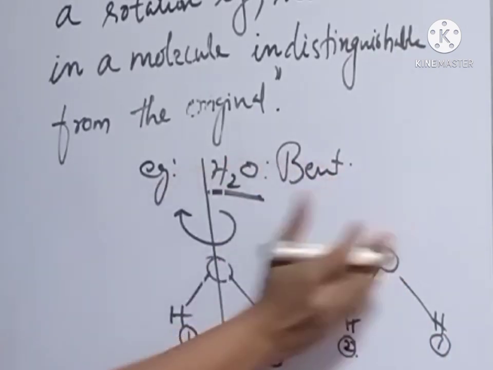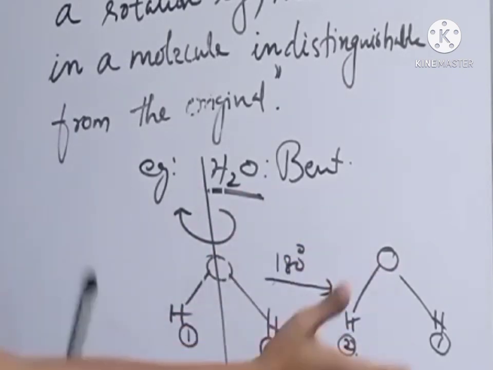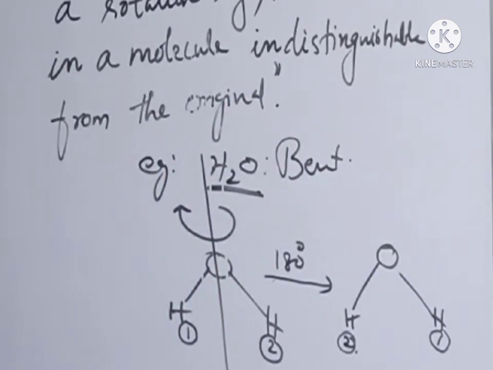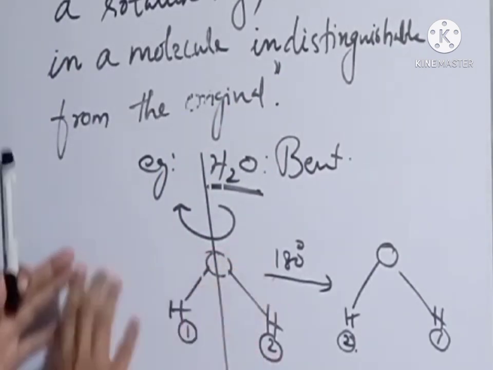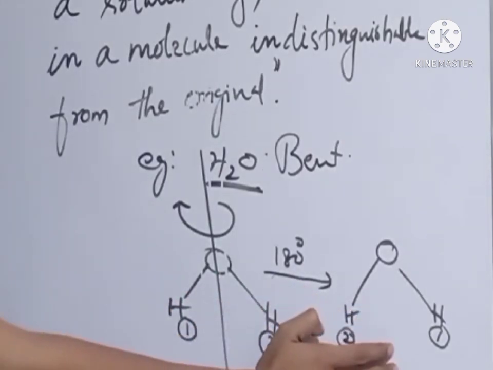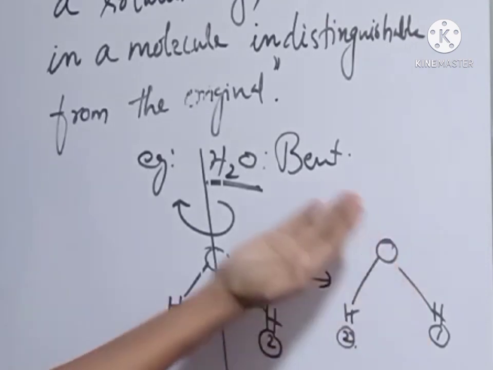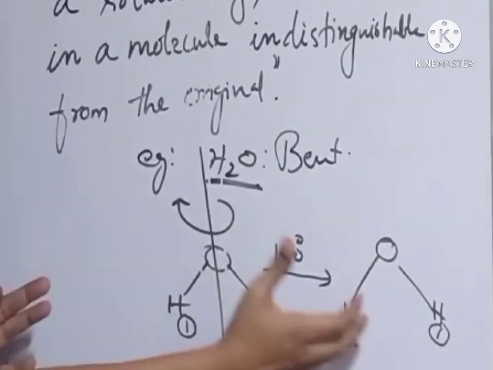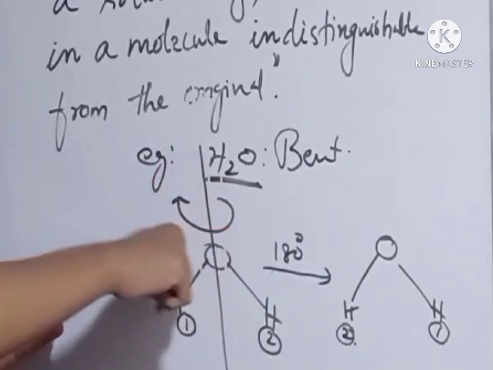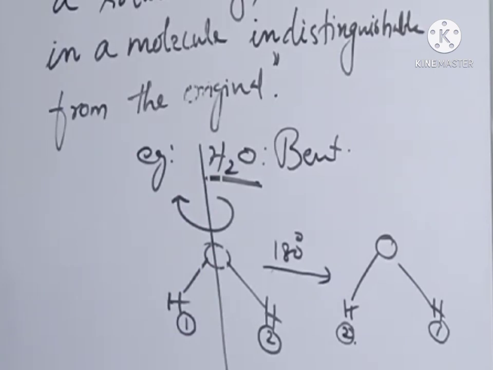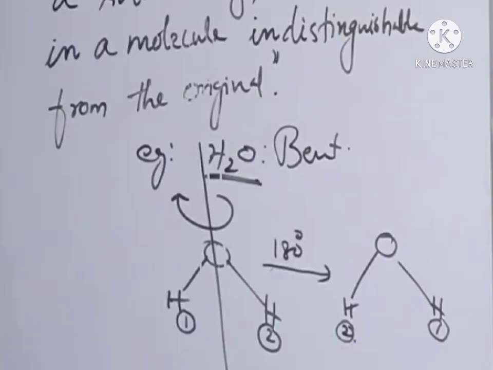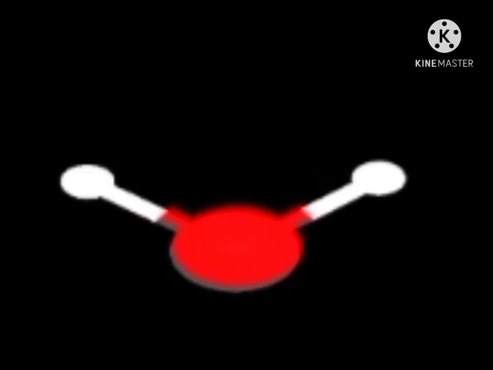But if you look at the two structures, they are identical. The second one also looks the same as the first one, but the hydrogens are interchanged. Actually, this is the original one and this is the rotated one, but the rotated structure also looks like the original one. The operation I did here is rotation, and the rotation is done through this axis. So that means this molecule possesses an axis of symmetry. Here is a three-dimensional model of the water molecule.